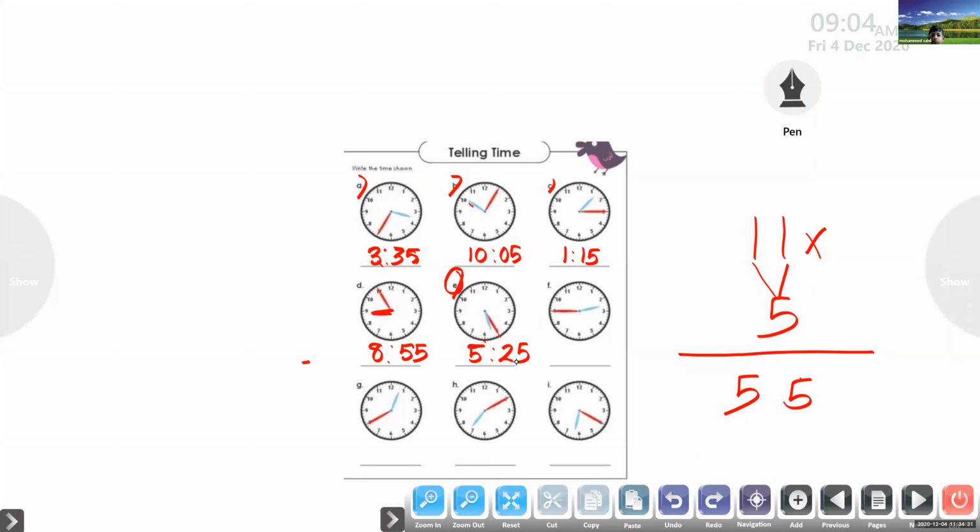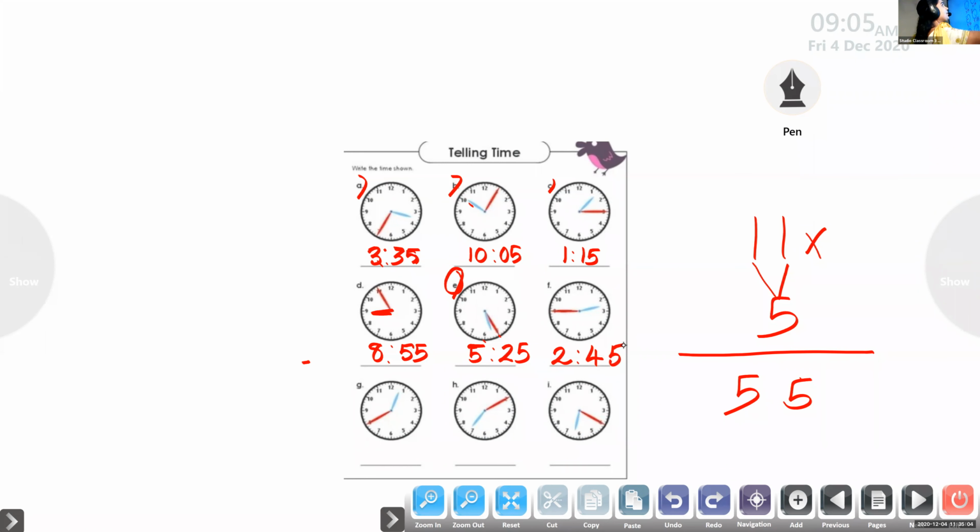Now, next question to Arshika. Please unmute. Arshika? Ma'am. Here, next question. Our hand's position is between 2 and 3. So, how many hours? 2 hours. And the minute hand's position is on 9. So, how many minutes? 9 into 5, 45. Yes, very good.